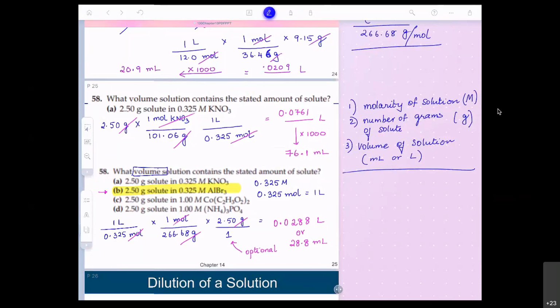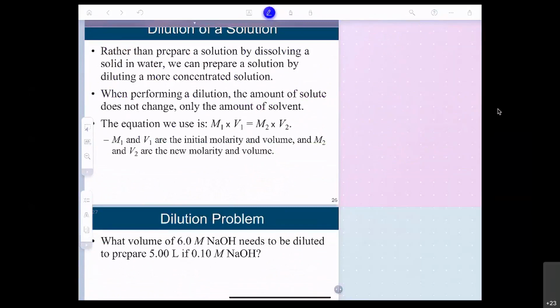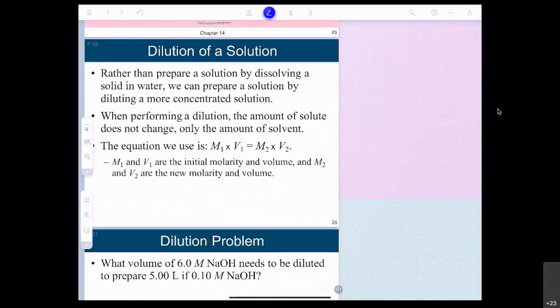Any questions with the aluminum bromide setup or the problem? So let's move on to our next question. Next kind of problem here. We're still staying in molarity. This will be the last type of problem.